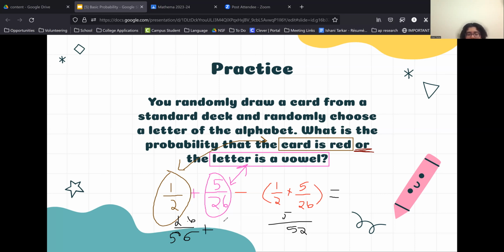So okay, out of 52, we have 26, right? So 26 over 52 is what 1 over 2 is equal to. And then 5 over 26 is equal to 10 over 52. Minus 5 over 52 is equal to 31 over 52, which is the answer you should have got.